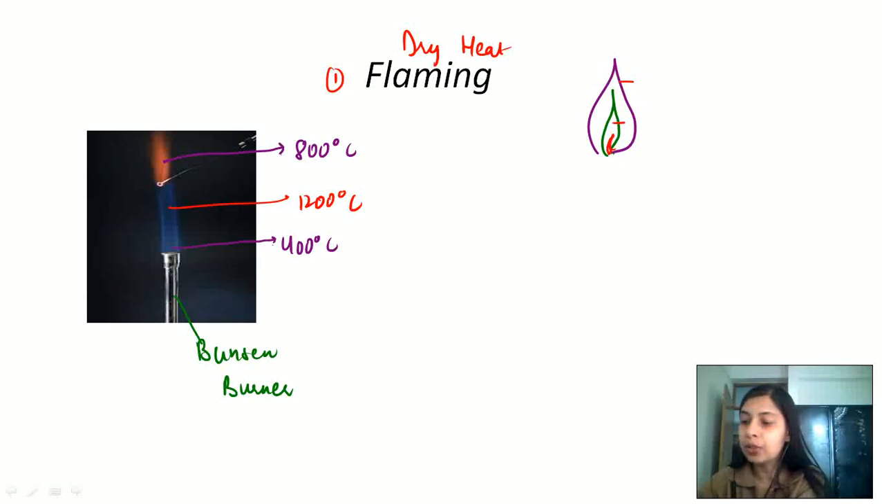Now what are the uses? If we talk about the uses of flaming, it is being seen in this diagram itself that it is holding an inoculating loop. This is the inoculating loop. So the most common use is sterilizing the inoculating loop. That is the use of flaming.